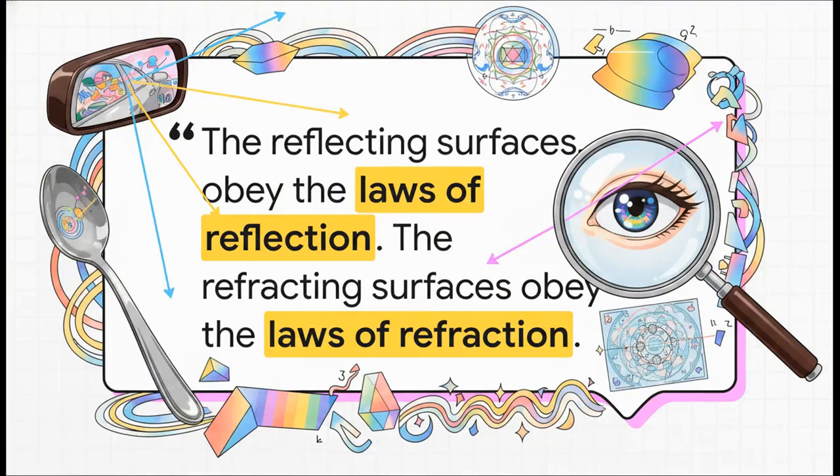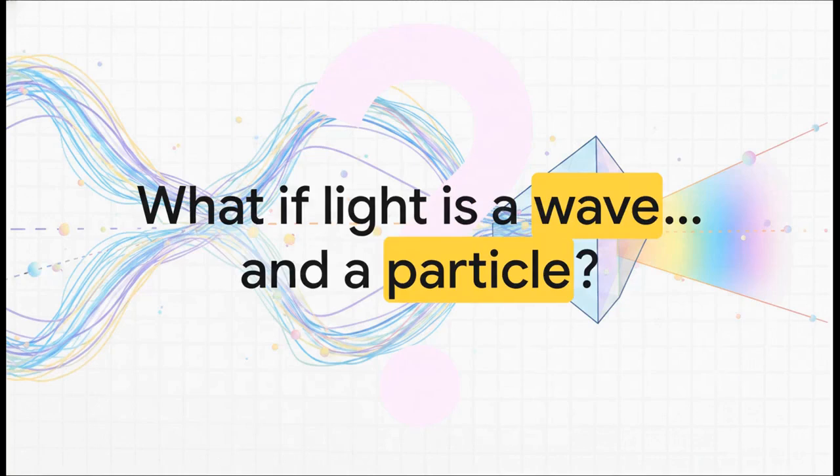And in the end, it all comes back to this one simple, incredibly powerful idea from the source material. It doesn't matter if it's a spoon, a car mirror, a telescope, or your own eyeball. The rules are always the same. Reflecting surfaces follow the laws of reflection. Refracting surfaces follow the laws of refraction. Period.